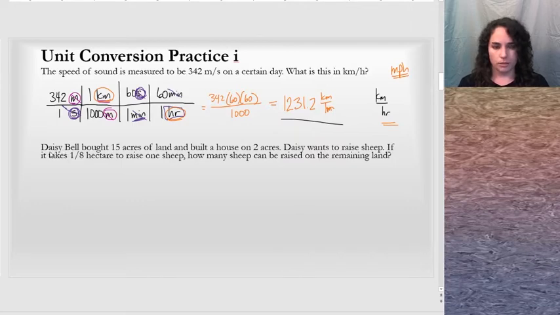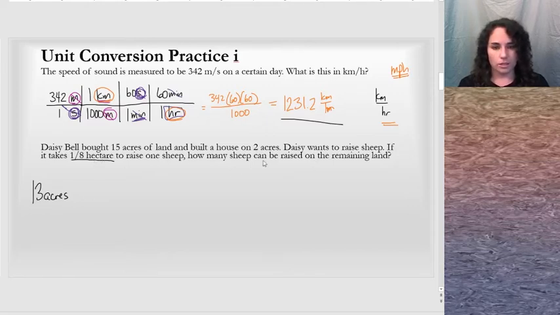So, Daisy Bell bought 15 acres of land and built a house on 2 acres. Daisy wants to raise sheep. If it takes 1/8 of a hectare, okay, whatever that is, a hectare, to raise 1 sheep, how many sheep can be raised on the remaining land? Okay, so it looks like we have 13 acres to raise sheep, right? She bought 15, 2 is being used for something else. So there's 13 acres to be used for raising sheep.